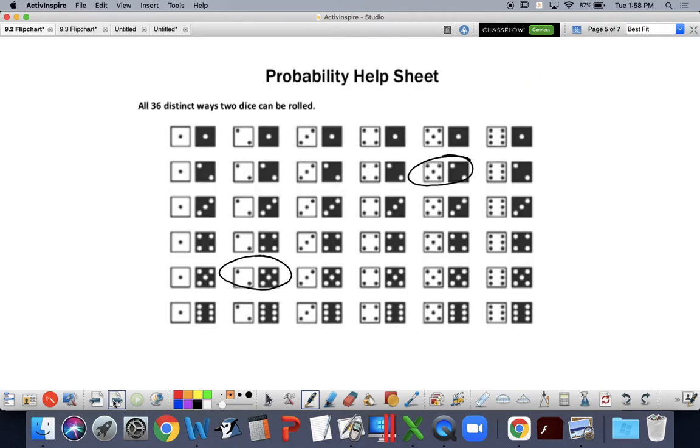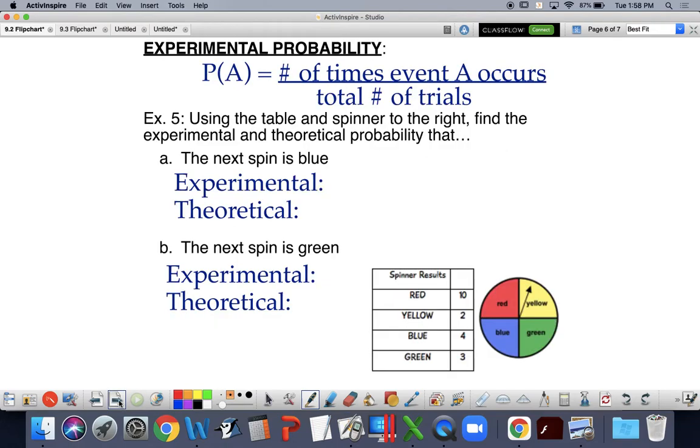All right, let's look at experimental probability. This is what actually happens. So when we define the probability, we still use that same notation, the probability of event A occurring, but now I'm going to base this on historical data. How many times did the event occur over how many times I've actually run a trial? How many trials have I run?